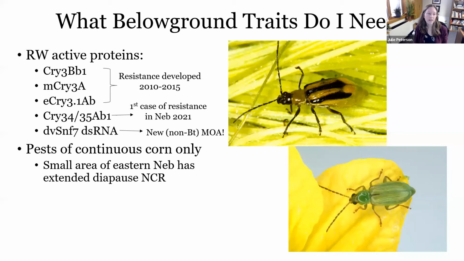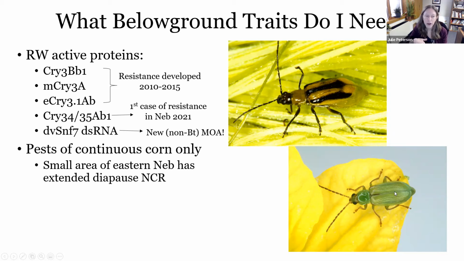A really important thing to think about with corn rootworm is they're really pests of continuous corn only for almost the whole state of Nebraska. There's a small exception. There are some small areas right on the border of far eastern Nebraska where there is extended diapause of the northern corn rootworm.